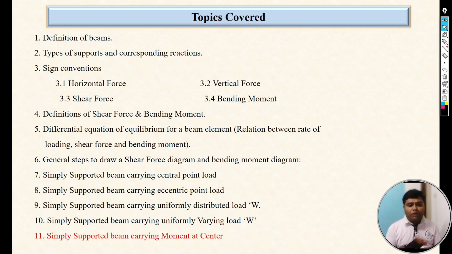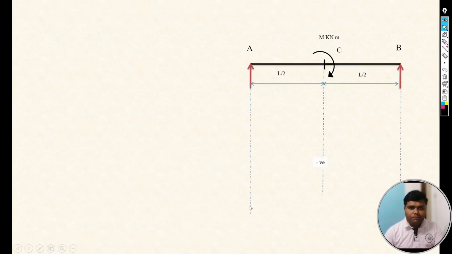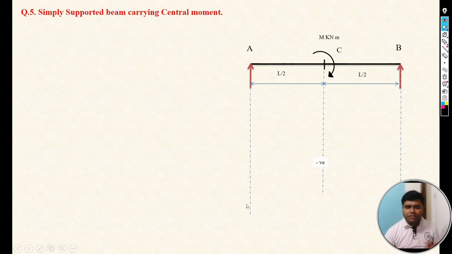We have covered a few basic standard cases for the simply supported beam: the central point load, eccentric point load, uniformly distributed load, and uniformly varying load. Today we are going to discuss the simply supported beam carrying a moment at the center, or we can say a couple at the center. This is our fifth case.